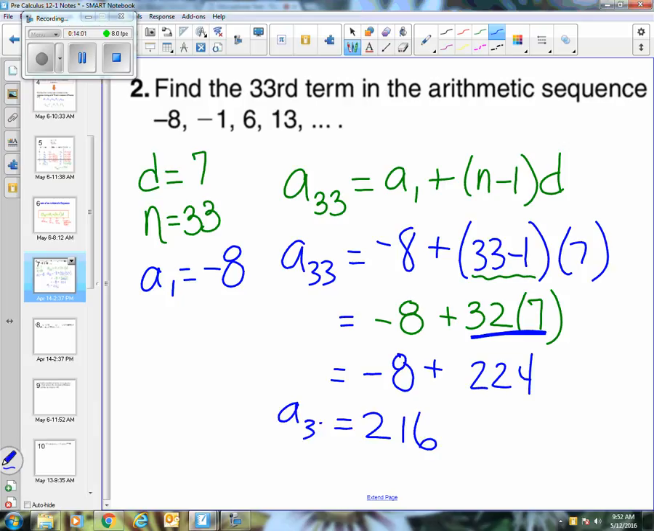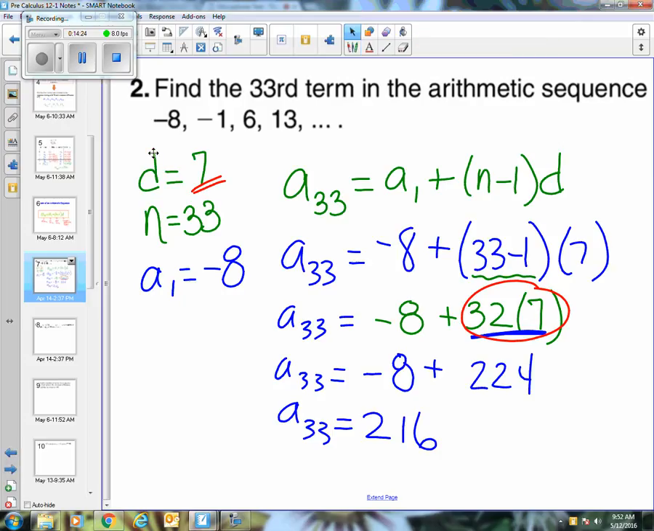Now we're going to talk a lot about reasonableness when we do these. Does this seem like a reasonable number for the 33rd term? We're starting at -8. We are increasing. We are growing. I know that because my d is +7. The slope is positive. So we definitely should end up with a larger answer if I have a positive slope and I'm going forward in that sequence. So what you're doing, this common sense arithmetic, is that 32 times 7. You're putting all the common differences together.